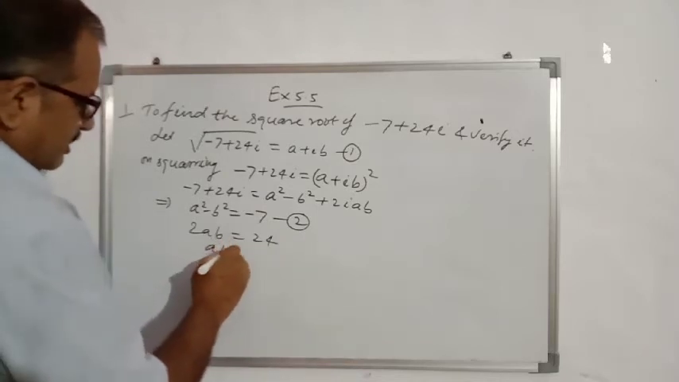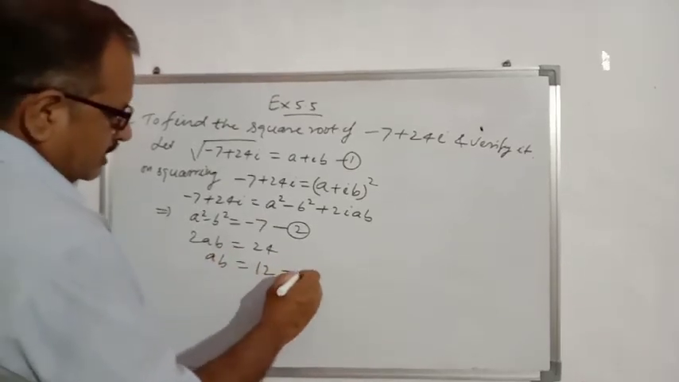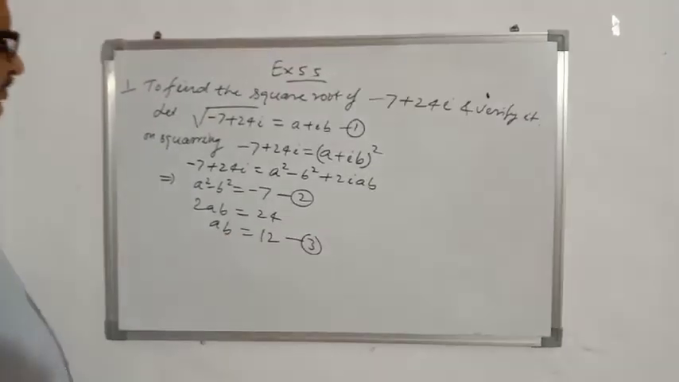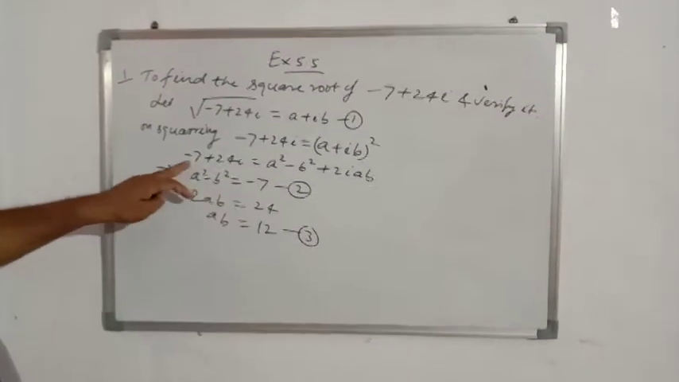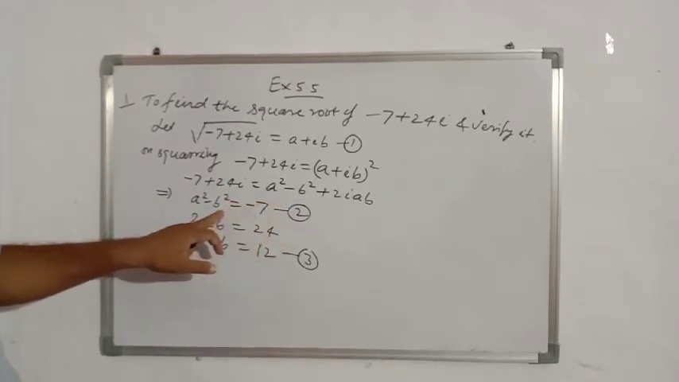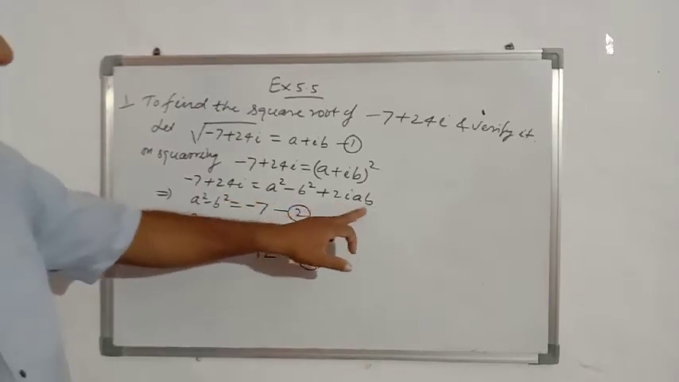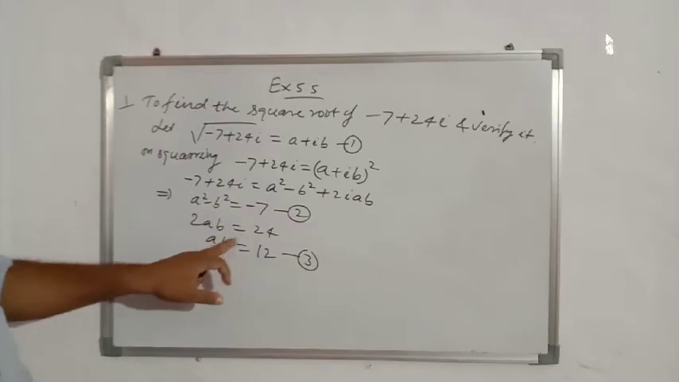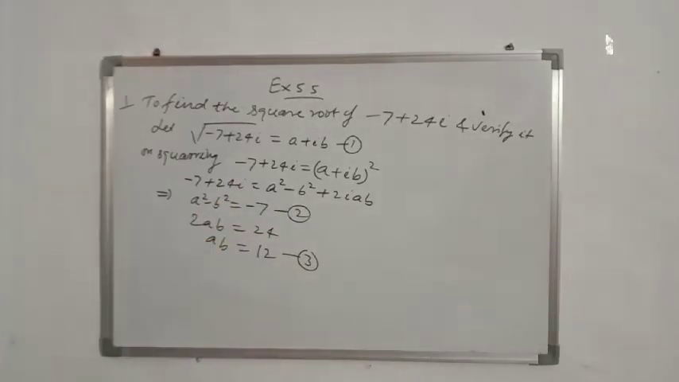So what will be ab? ab will be 12. A square minus b square is the real part. So equating the real and imaginary parts, a square minus b square is equal to minus 7, 2ab is equal to 24. So ab is equal to 12.